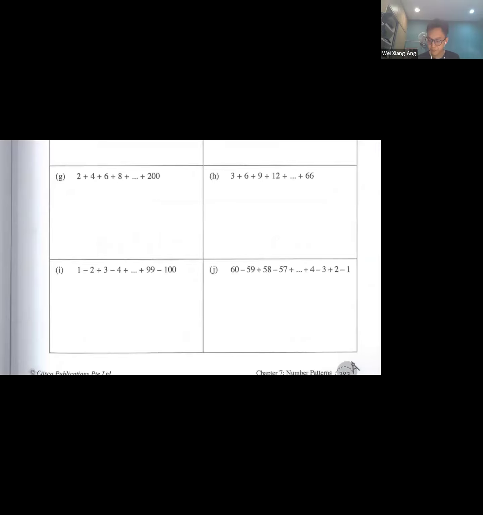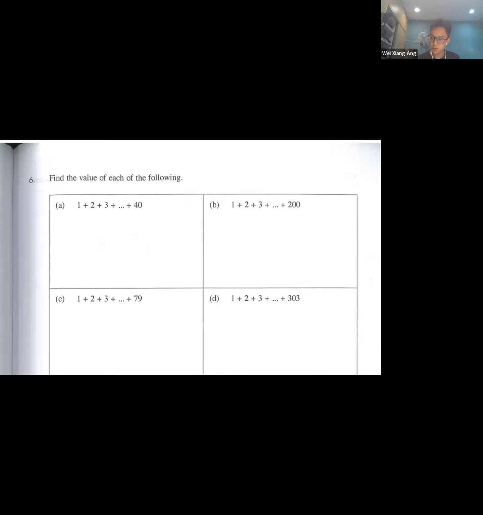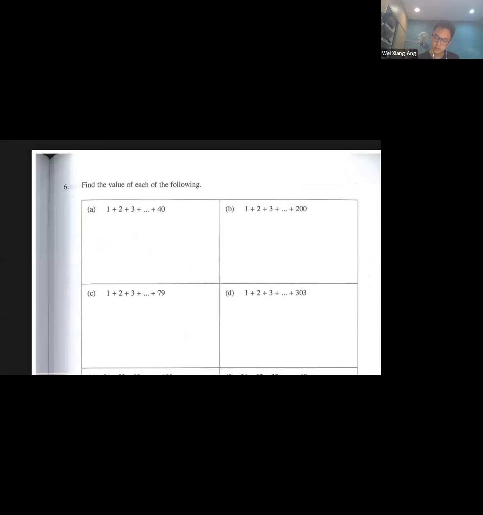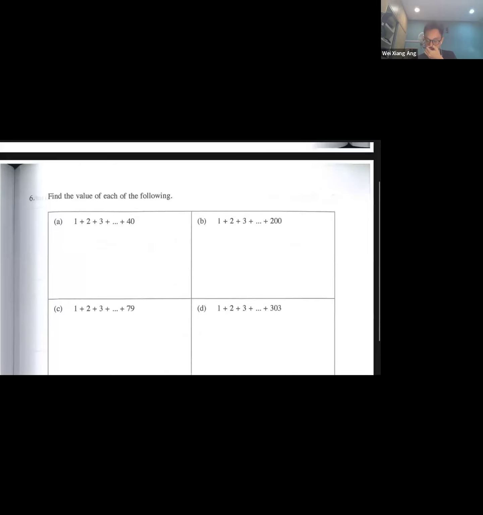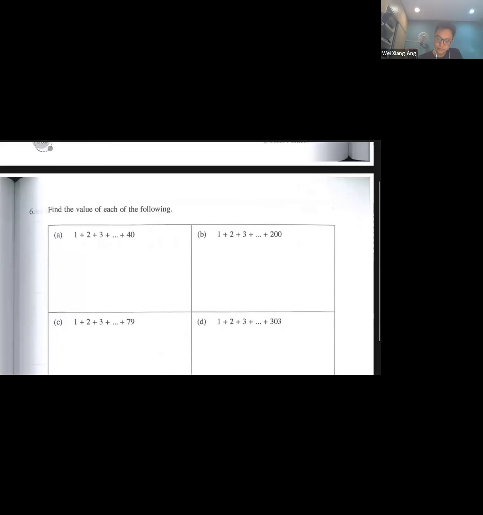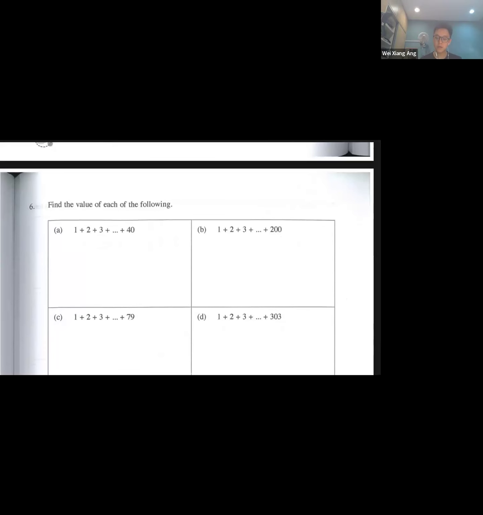Okay, I would say, right. Oh, this one. Okay, this one I need to go through a bit. This one has a formula. Okay, find the value of each of the following sums.